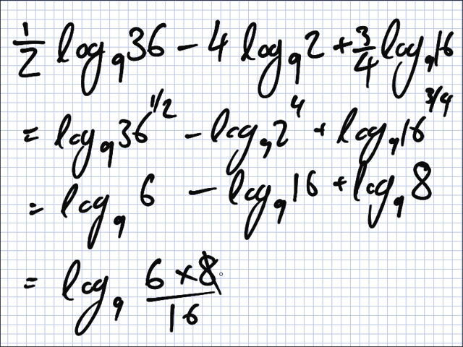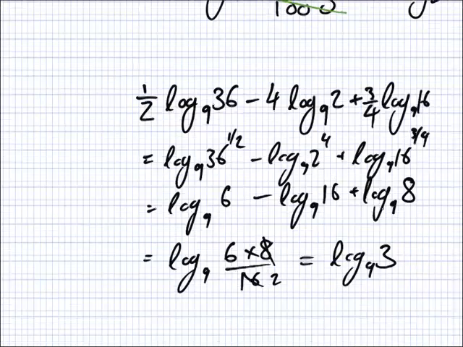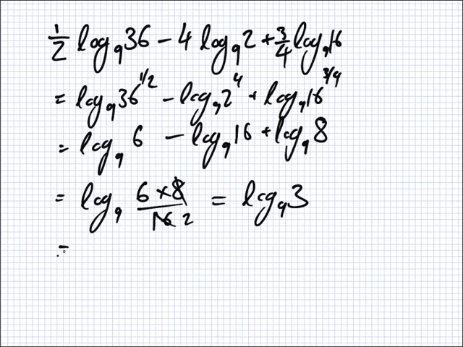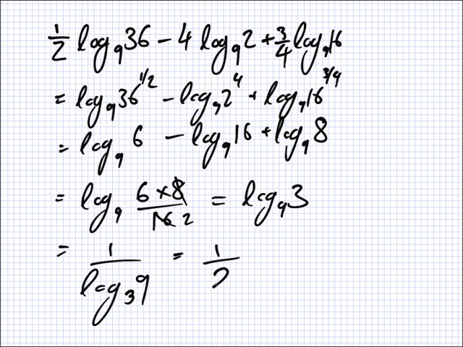Well, let me see. 8 divided by 4. No, divide by 8. 3, yeah. Log 9 of 3. But yeah, it's a half. We're not quite finished. This is equal to 1 over log 3 of 9, which is 1 over 2. Okay, write this down and then we have something else to look at.